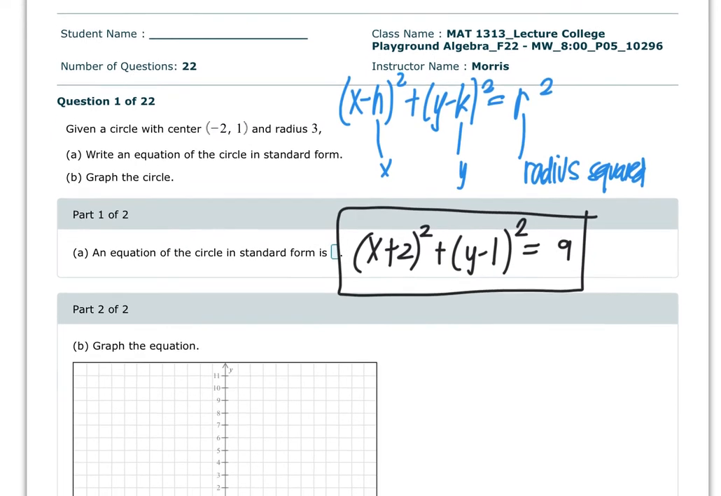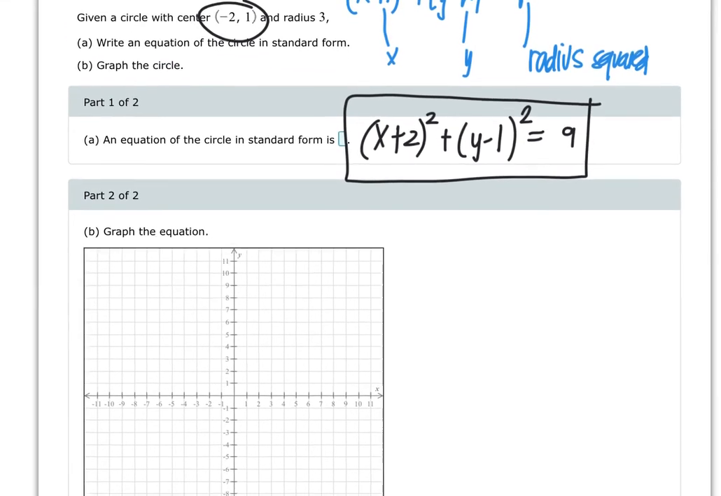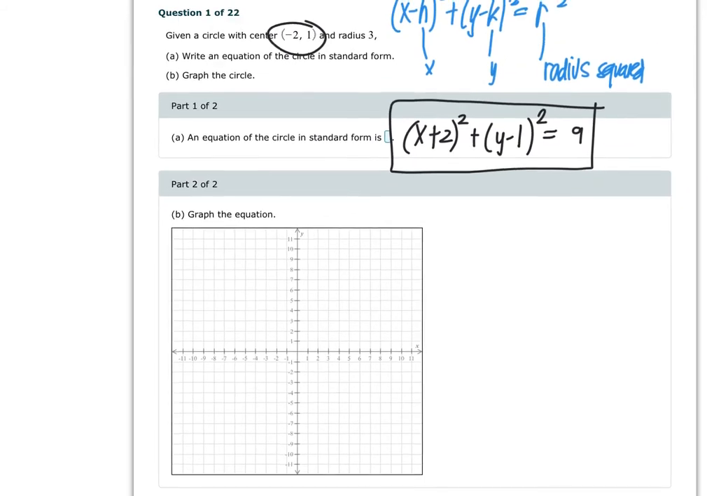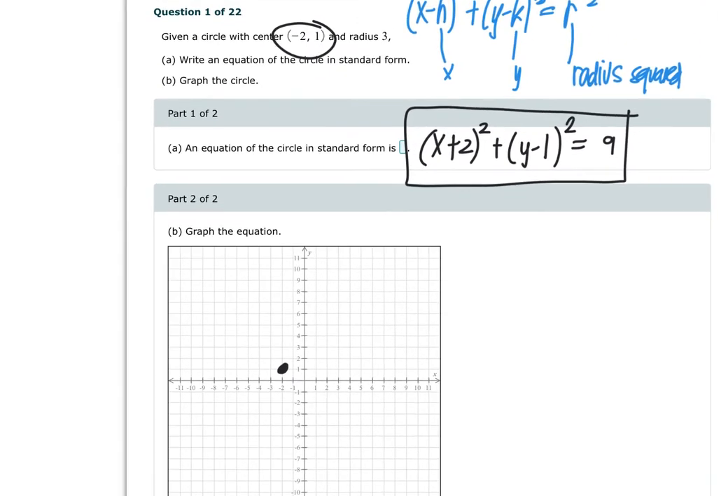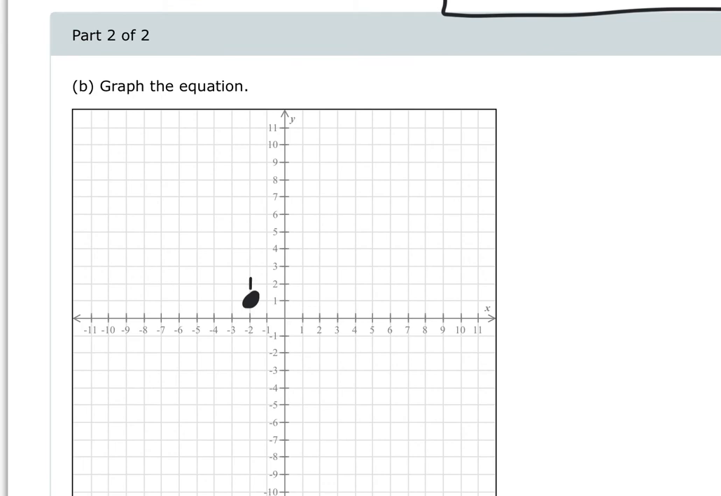So that's our equation, and we will just use the center from up here, the -2, 1, to plot the center of the equation in the graph. So -2, 1 lies right here. Once we have the center plotted, we will count out 3 units in any direction at all, to put one of our endpoints, and that will be our circle.